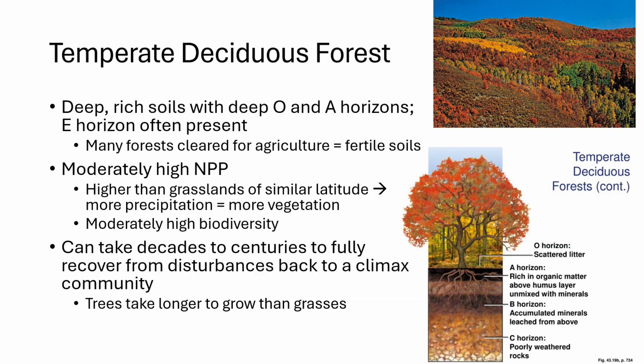It's going to have moderately high NPP, lower than our tropical forests because we're in the temperate latitudes and these are deciduous trees, so they're going to lose their leaves during the winter. Okay, so they're not going to be photosynthesizing for half the year. Moderately high biodiversity, a lot of unique species in the temperate deciduous forests, but also a lot of overlap between the grasslands and the boreal forests that we'll talk about in a minute.